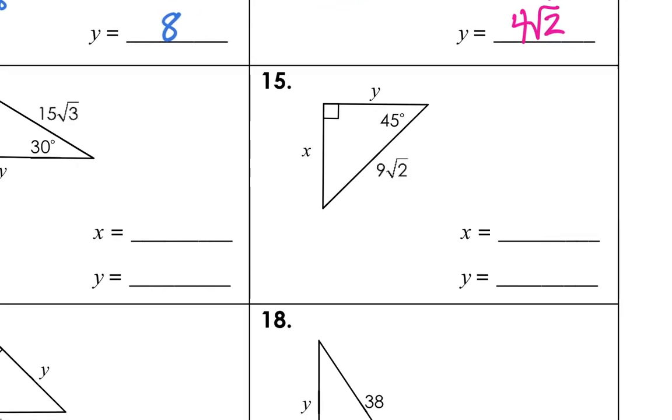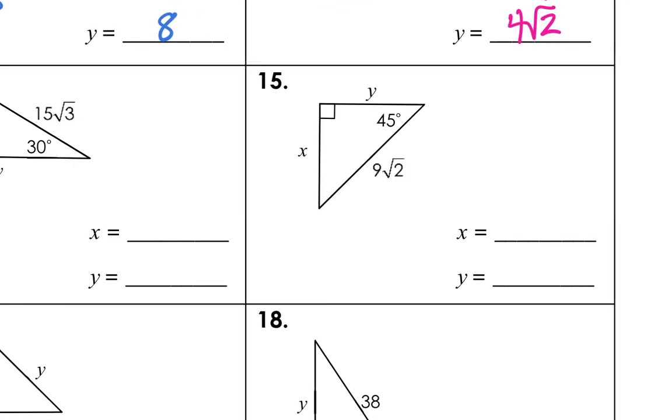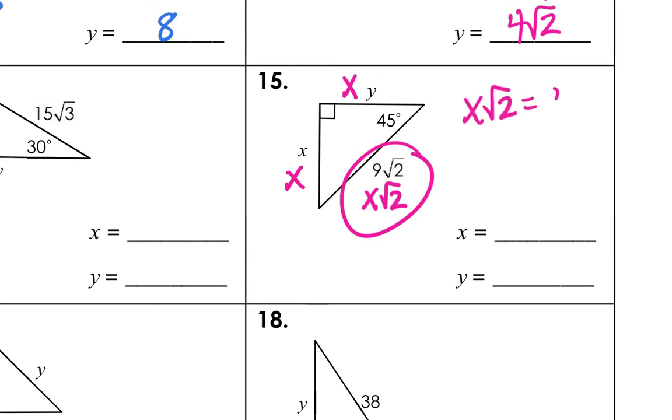So I'm just going to go down to the 15, just kind of work myself backwards. Have a 45, 45, 90, x, x, x square root of 2. Well, if x square root of 2 is equal to 9 square root of 2, what is x? Anybody? 9. So that means both of these sides are 9. As long as there is a square root of 2 on both sides, they will both cancel out.